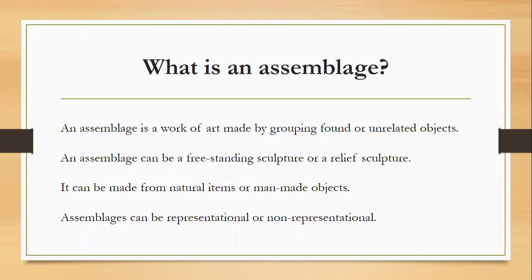What is an assemblage? An assemblage is a work of art made by grouping found or unrelated objects. An assemblage can be a freestanding sculpture or a relief sculpture. It can be made from natural items or man-made objects. Assemblages can be representational, meaning that it looks like something that you are intending, or non-representational, such as abstract.